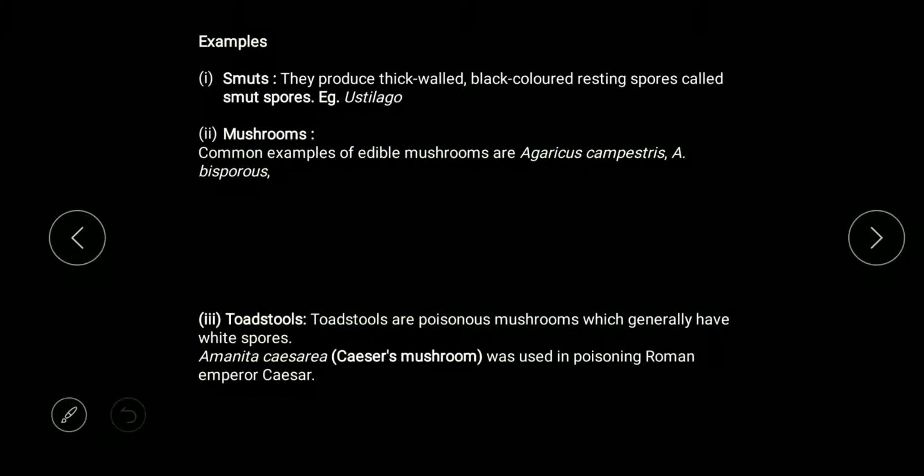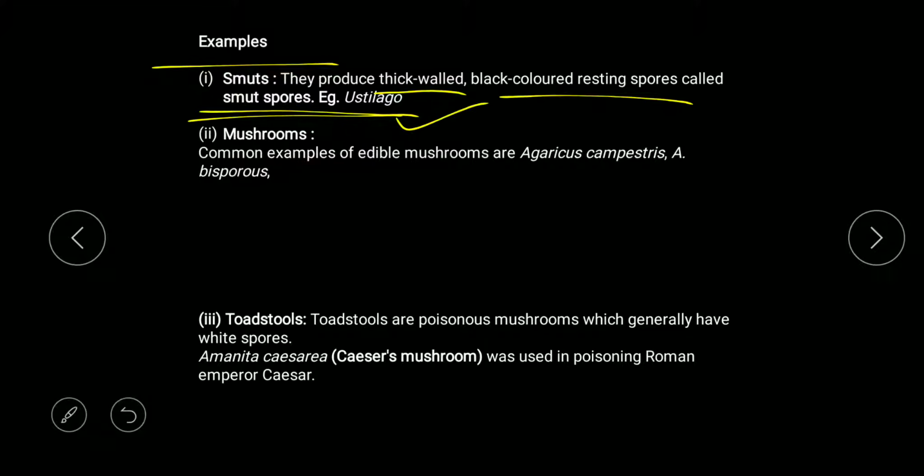Now next we should talk about some examples of Basidiomycetes. In this, smuts are included. Smuts produce thick walled black colored resting spores called smut spores, and the genus of smut is Ustilago. So please remember this much, that genus Ustilago is for smut disease and Ustilago is present in Basidiomycetes. If you know this much, then it is fine for an exam. Next are mushrooms. Common edible mushrooms are Agaricus campestris and Agaricus bisporus.